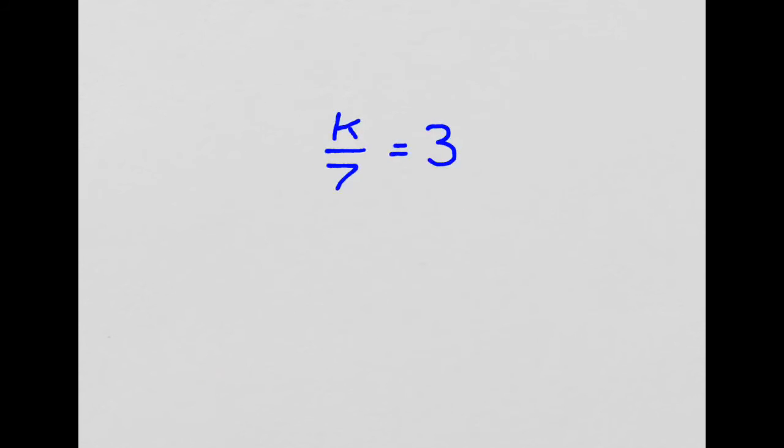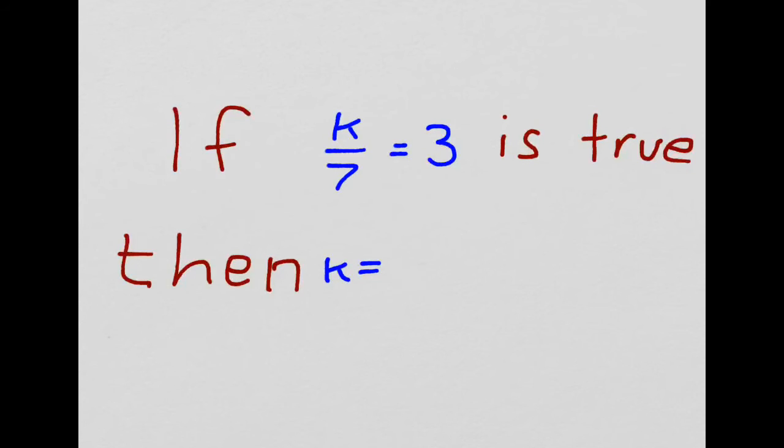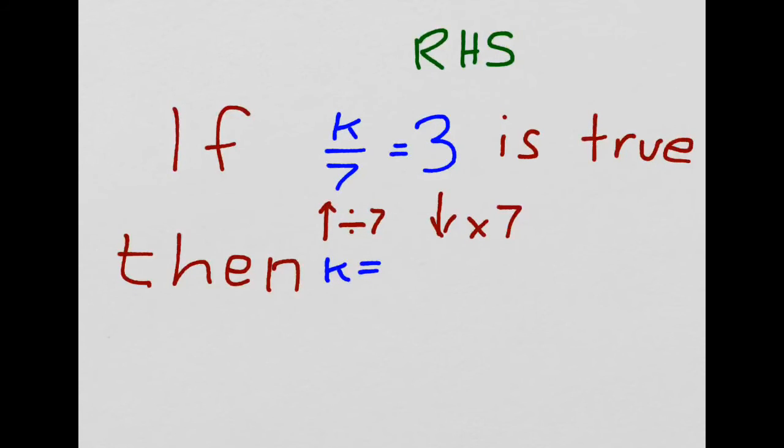Alright, this one, k over 7 equals 3. I like to think of the equation as an if statement, and then all the working are a series of then statements. So what is k over 7 anyhow? We've got to remember that written as a fraction like that, it means k is divided by 7 to produce this term called k over 7. So now looking at the right-hand side, to undo the divided by 7, we have to multiply by 7, and 3 times 7 is 21.